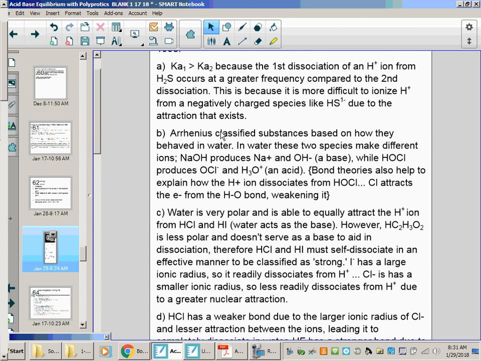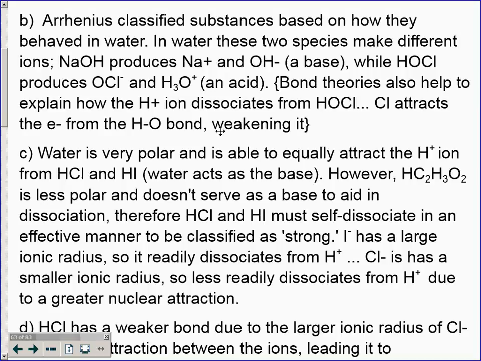And then the second question was, why is one labeled an acid and one labeled a base? Basically in water, you're talking about Arrhenius' definition. If you make hydroxide in water, you are considered a base by definition. And if you make hydronium in water, you're an acid by definition. So that was about as simple as you can make that one.